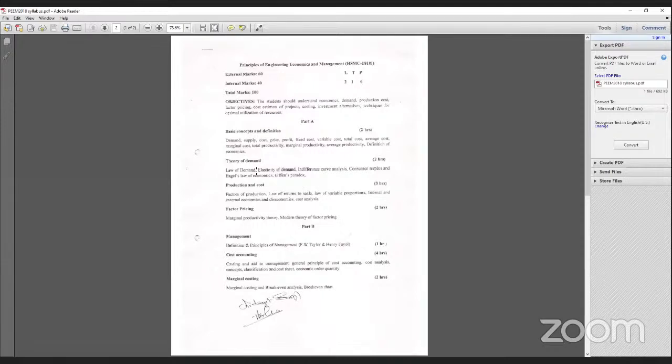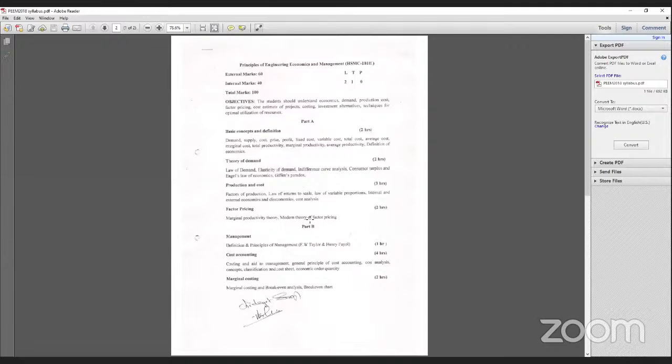Factor pricing, that is how to determine the price of a factor of production. There were different theories, namely the marginal productivity theory and the modern theory of distribution. These are the only two theories. Factor pricing means, for example, I employ someone, say labor. How to pay wages? That is factor pricing.